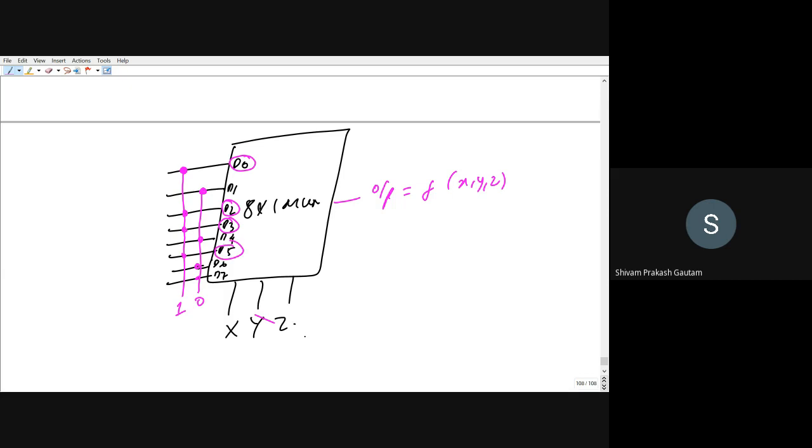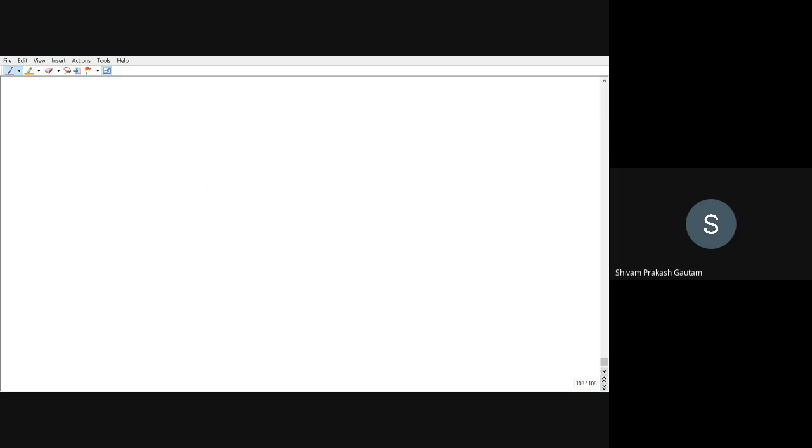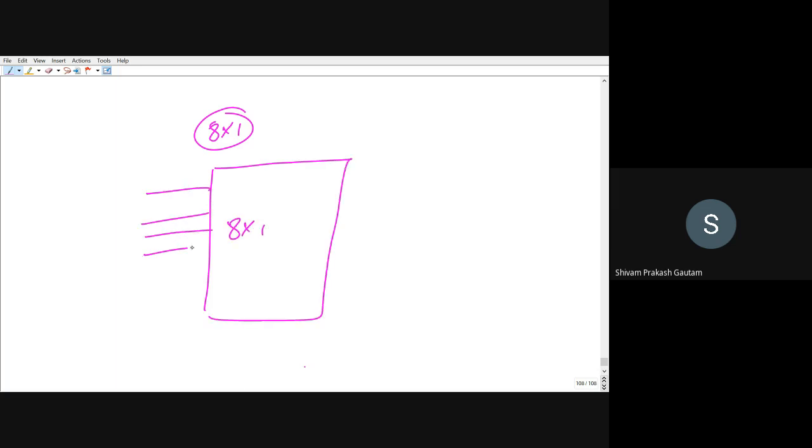Sir, how is the multiplexer mechanism working for this case? You are asking about the circuit? Yes, sir. Okay, so for the circuit, you have to first draw the 8x1 multiplexer. How will the 8x1 multiplexer look like? You have 8 inputs, let us say D0, D1, D2, D3, D4, D5, D6, D7. And how many select lines will be there? Let us say S0, S1, and S2. These are our select lines, and the output will be Z.